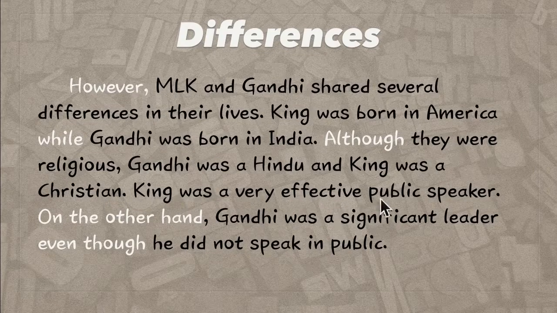King was a very effective public speaker. On the other hand, Gandhi was a significant leader even though he did not speak in public. Notice these words and phrases highlighted in white. These are special signal words that show the differences between two subjects.